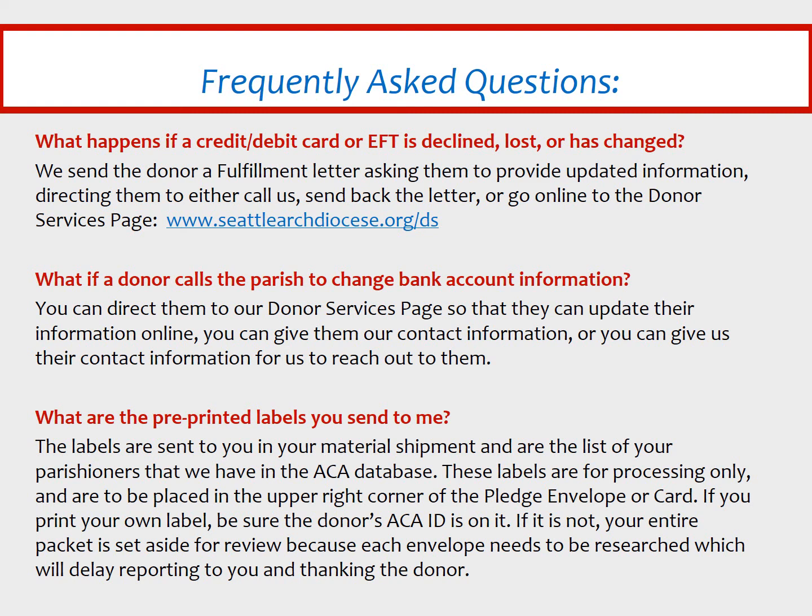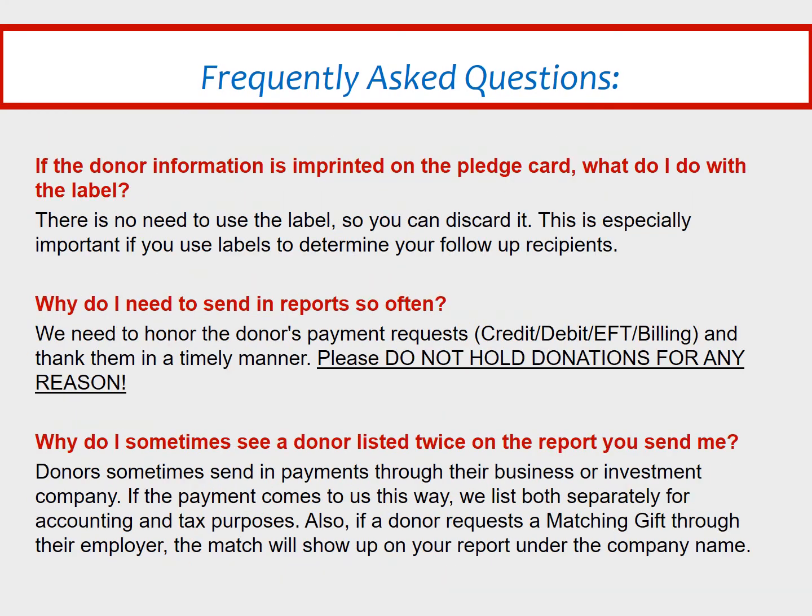If you print your own label, be sure the donor's ACA ID is on it. If it is not, your entire packet is set aside for review because each envelope needs to be researched, which will then delay reporting to you and thanking the donor. If the donor information is imprinted on the pledge card, what do I do with the label? There is no need to use the label, so you can discard it. This is especially important if you use labels to determine your follow-up recipients.